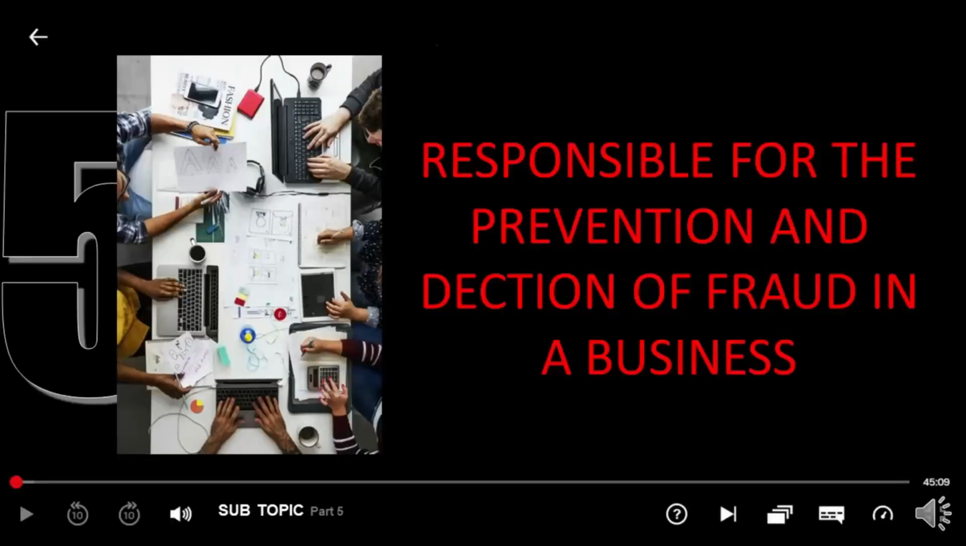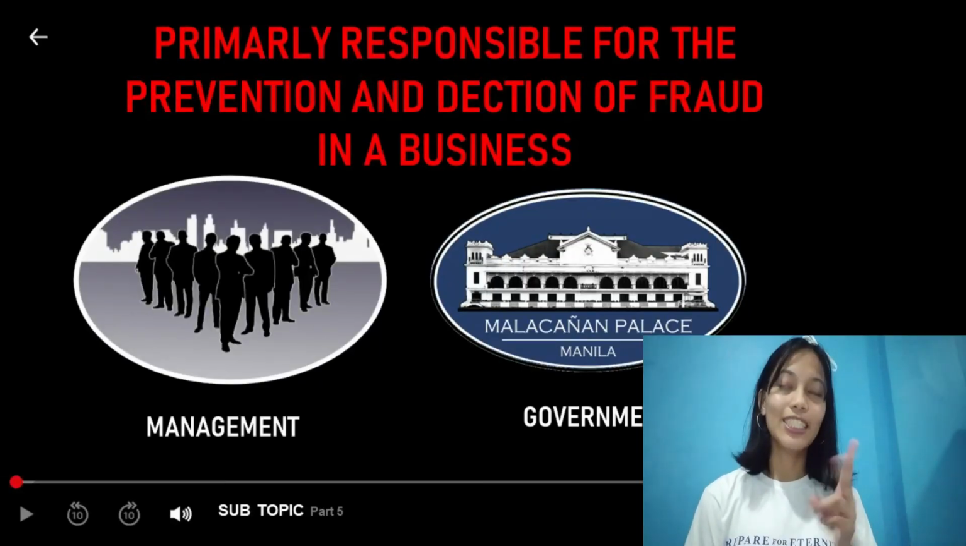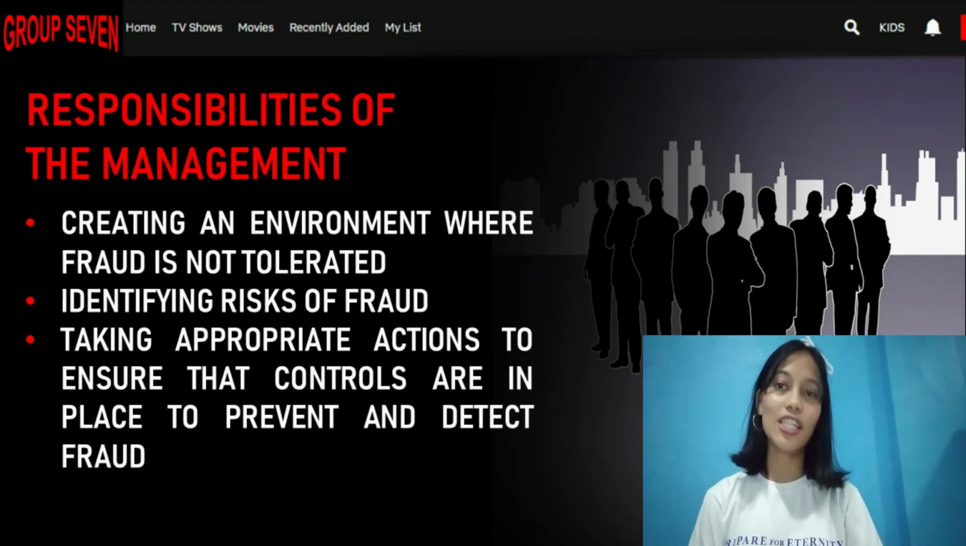Hi guys, I'm back. In this lesson, we will tackle the responsibility for the prevention and detection of fraud. So, sino nga ba ang may pinakamalaking responsibilidad in preventing and detecting fraud? So, we have two, the management and the government. So, let's first tackle the management responsibility.